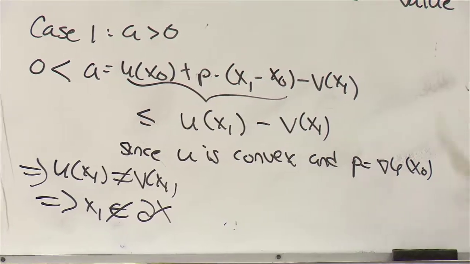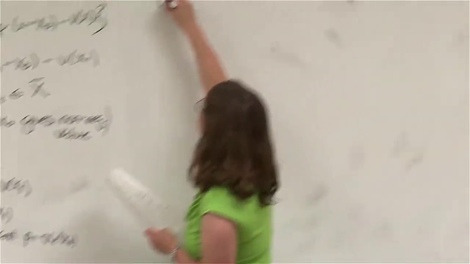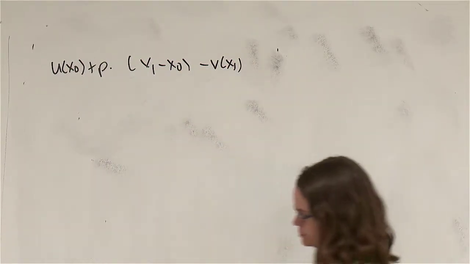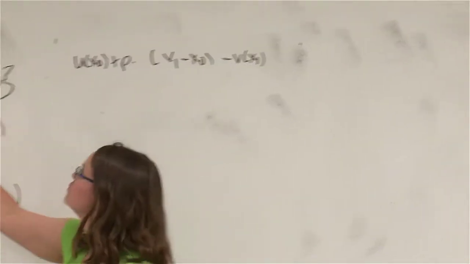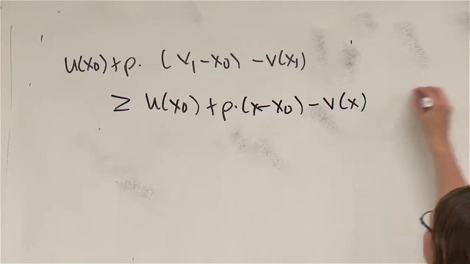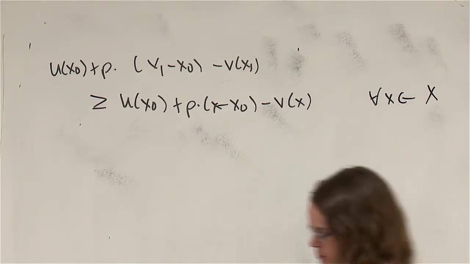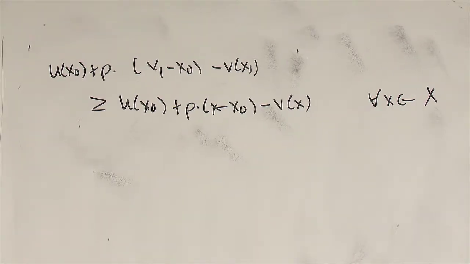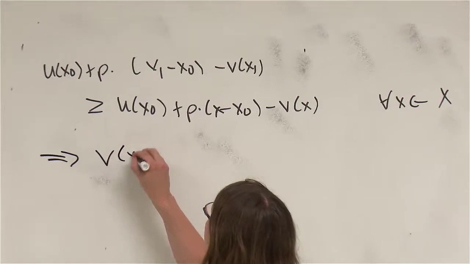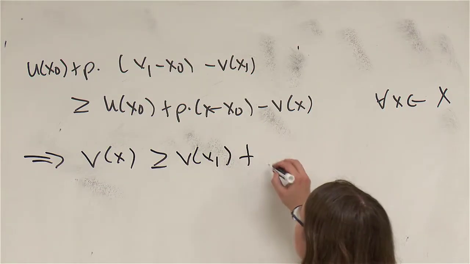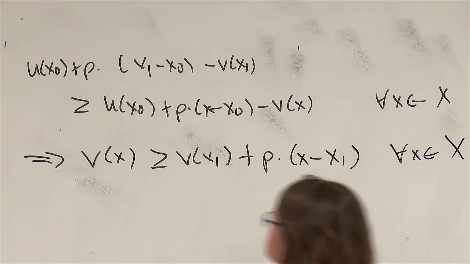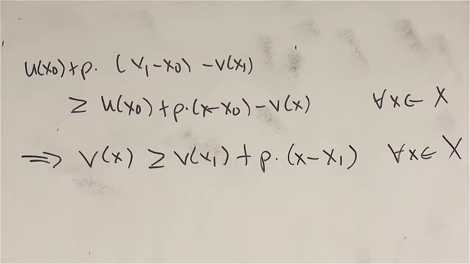Okay, so let me write out all of this again. We have u of x naught plus p dot x1 minus x naught minus v of x1. This, by virtue of being a maximum, is certainly always greater than what I get if I put in any other value of x. Okay, and if I rearrange a little bit, v of x is greater than or equal to v of x1 plus p dot x minus x1 for all x. What does that look like?